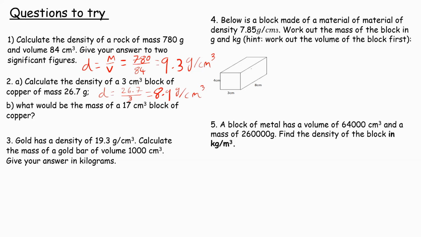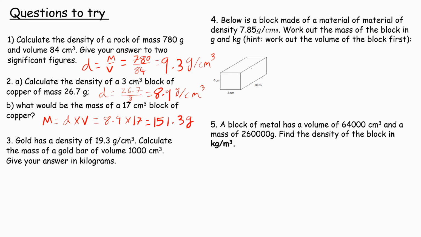What would be the mass of a 17 centimeter cube block of copper? Well, mass is density times volume. Density is still 8.9 and the volume is 17 centimeters cubed. So I end up with 151.3 grams.